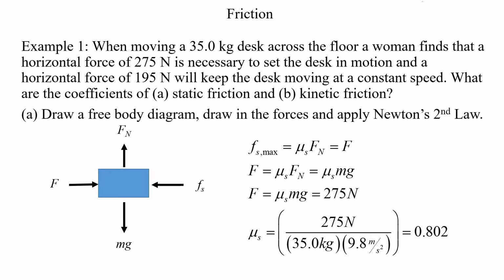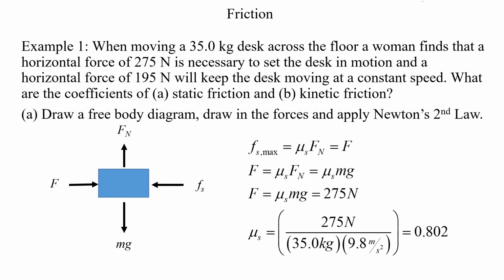We also note that the normal force is going to be equal to the weight mg. All right, since the sum of the forces in y has to be 0, the normal force up equals the weight down. So our applied force F is going to be equal to the maximum static friction force, which is mu sub s times force normal. So that's mu sub s times mg. And so from that now we have mu sub s mg equals 275 newtons.